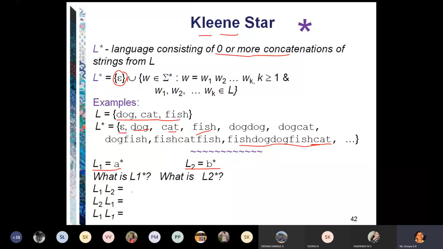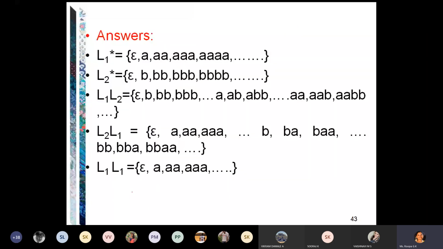Okay. L1 star you already wrote. It is epsilon, A, etc. Similarly, L2 star is given by epsilon, B, BB, etc. Now, listen carefully. Go through the answer. L1 L2 means first component of L1 is concatenated with first component of L2. First component is concatenated with the second component. First one is concatenated with the third component.